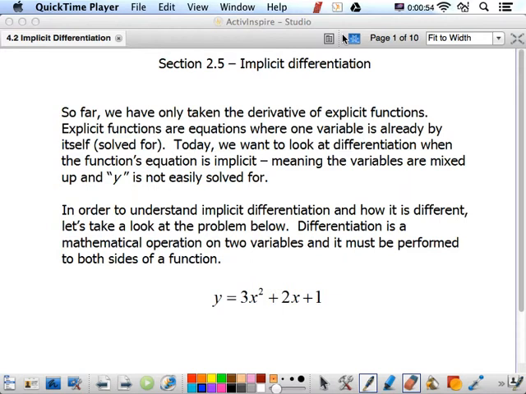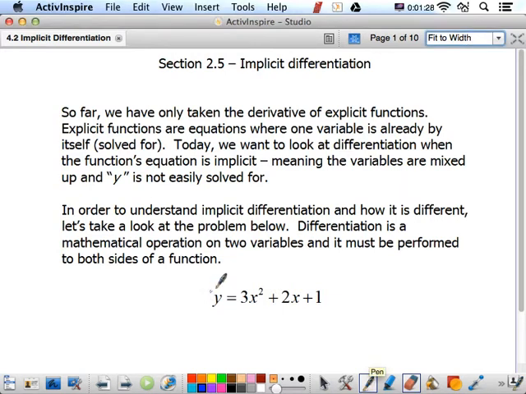But you need to understand that differentiation is a mathematical operation on two variables, not one, and it must be performed to both sides of a function. We don't just leave off the y and say that this equals 6x plus 2. We say that the derivative of y with respect to x is equal to 6x plus 2. Does that make sense? So we can't just say y equals 6x plus 2, and we can't just say that the whole thing equals 6x plus 2.